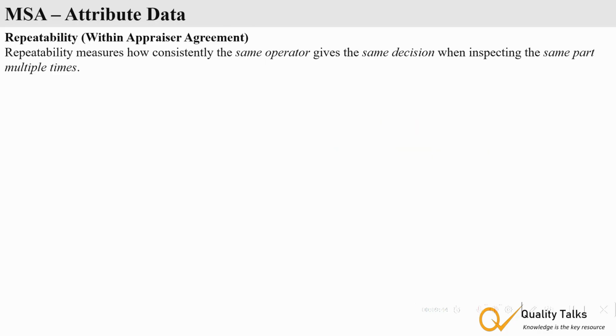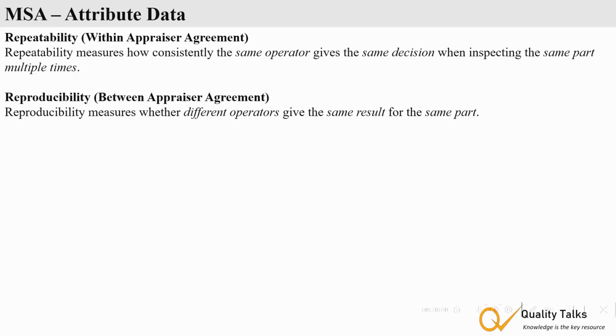Let's understand the key elements of MSA attribute analysis. The first one is repeatability. Repeatability is within appraisal agreement. Repeatability measures how consistently the same operator gives the same decision when inspecting the same part multiple times. Reproducibility, it is between appraisal agreement. Reproducibility measures whether different operators give the same results for the same part.